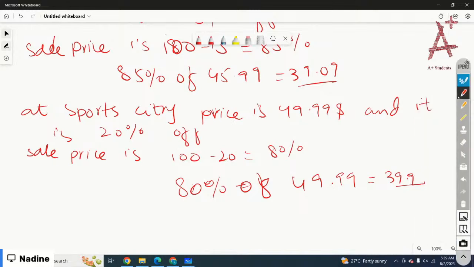It is 39.09 here, and here it is 39.99. The question in part C is, which is better? That means the Strictly Sports deal is better, because it is 0.90 cheaper than the other one, right? The difference between these two values is 0.90. That means at Strictly Sports the stick is $0.90 cheaper than at Sports City, right? Okay.